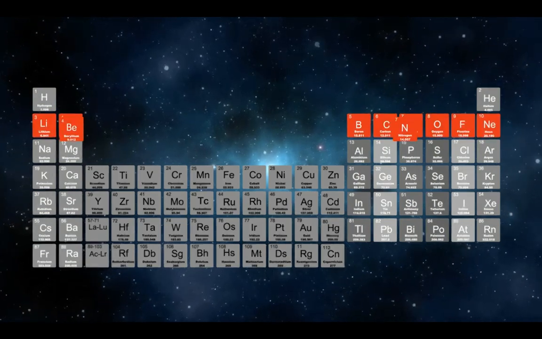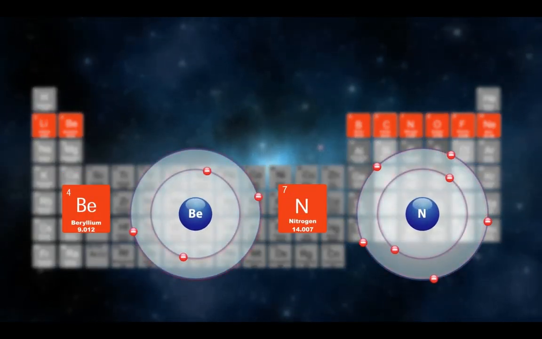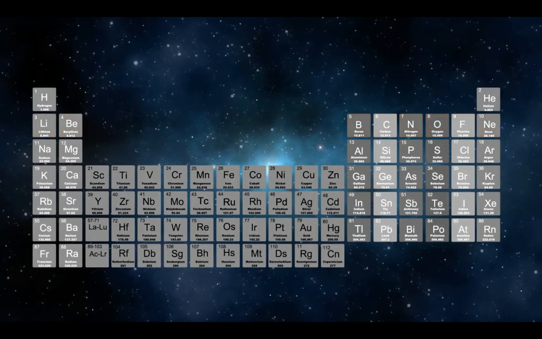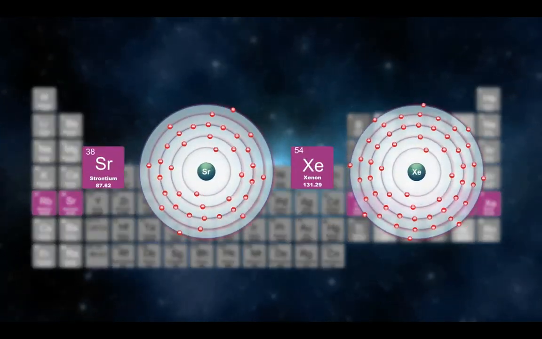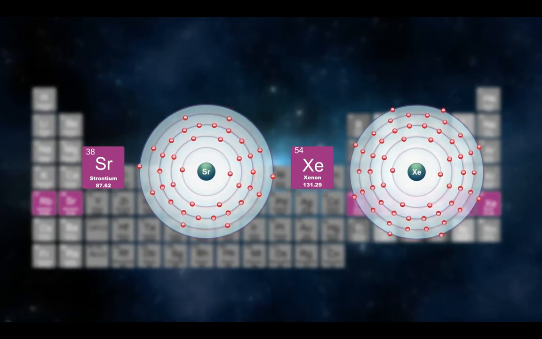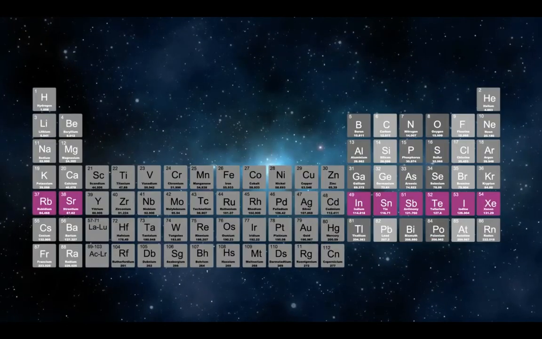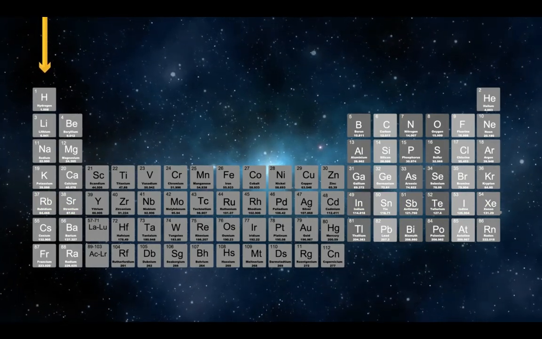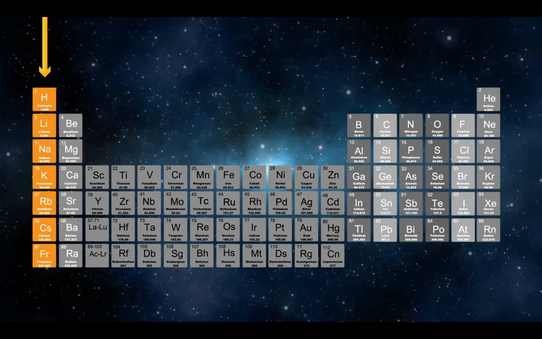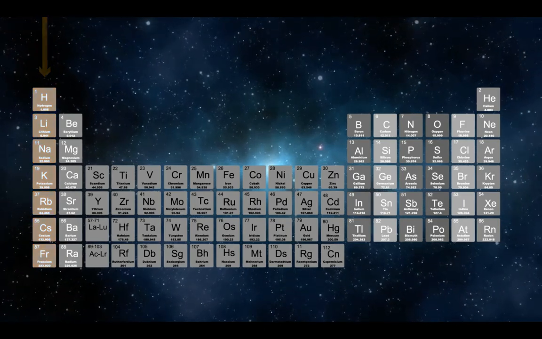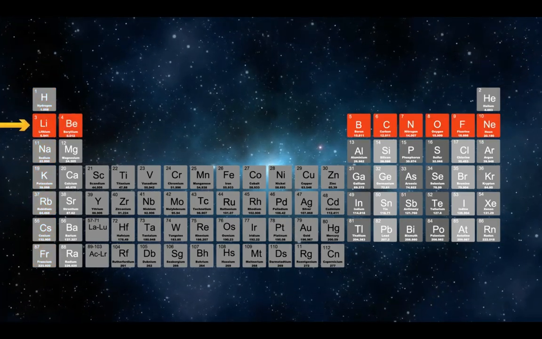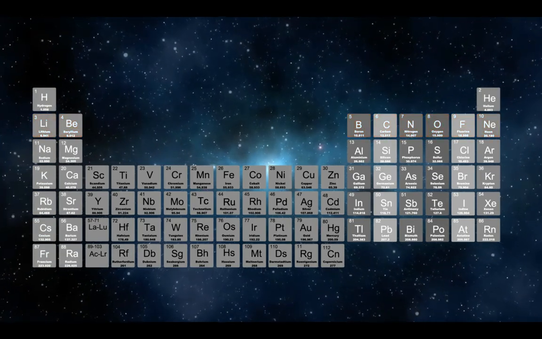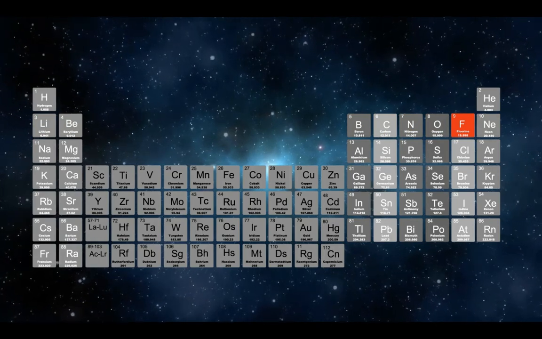In period 2, all the elements will have 2 shells. In period 5, they will all have 5 shells, and so on. So, the group number tells us the number of electrons in the valence or outer shell. The period tells us the number of shells of electrons. Let's put it to the test.